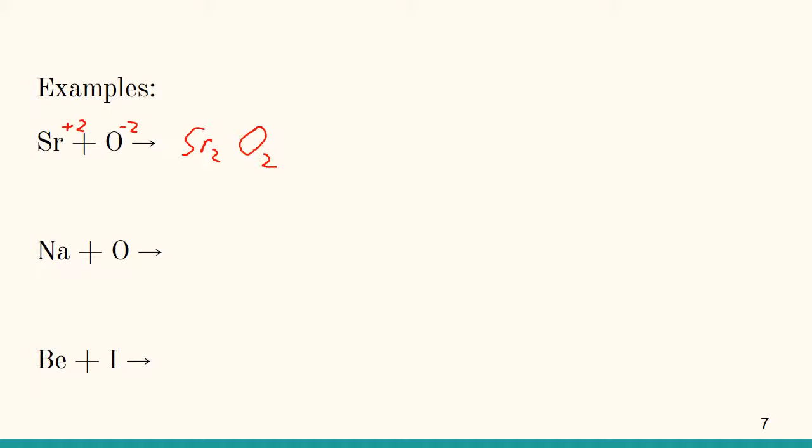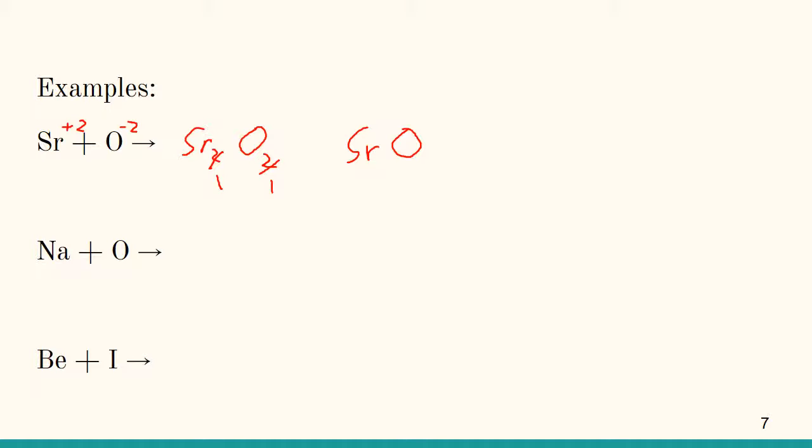However, for a formula unit, we want to have the simplest ratio. 2 is not the simplest ratio we can have, so we can reduce both of those and get 1. So we end up with SrO. Once we have our formula, we just have to name our cation, name our anion. So strontium stays strontium. Oxygen, because it's negative, becomes oxide. So we name this strontium oxide.